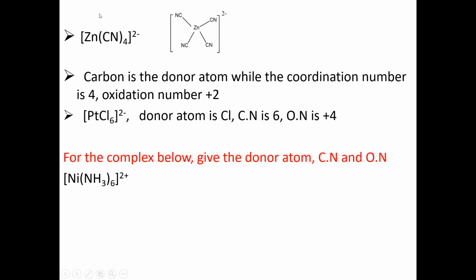So for your zinc cyanide, the oxidation state is +2 for your zinc, and the coordination number is 4. But here, because we have CN, the donor atom is not nitrogen. Your zinc is bonded to the carbon. Your cyanide is CN, not NC. So the carbon is the donor atom, while the coordination number is 4.